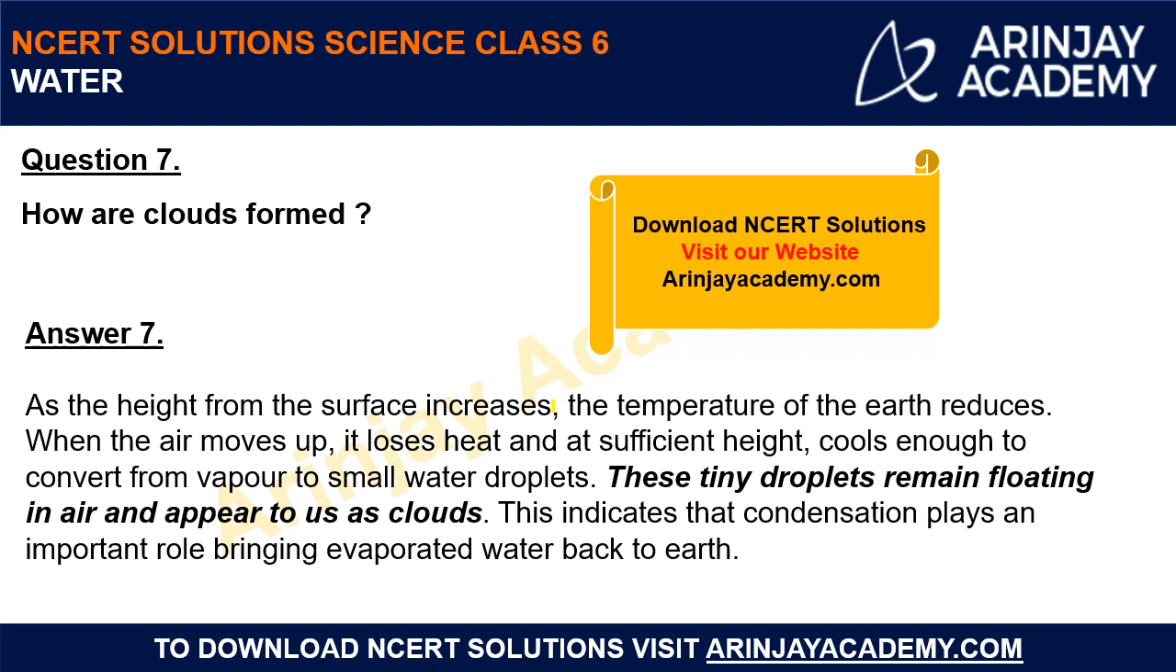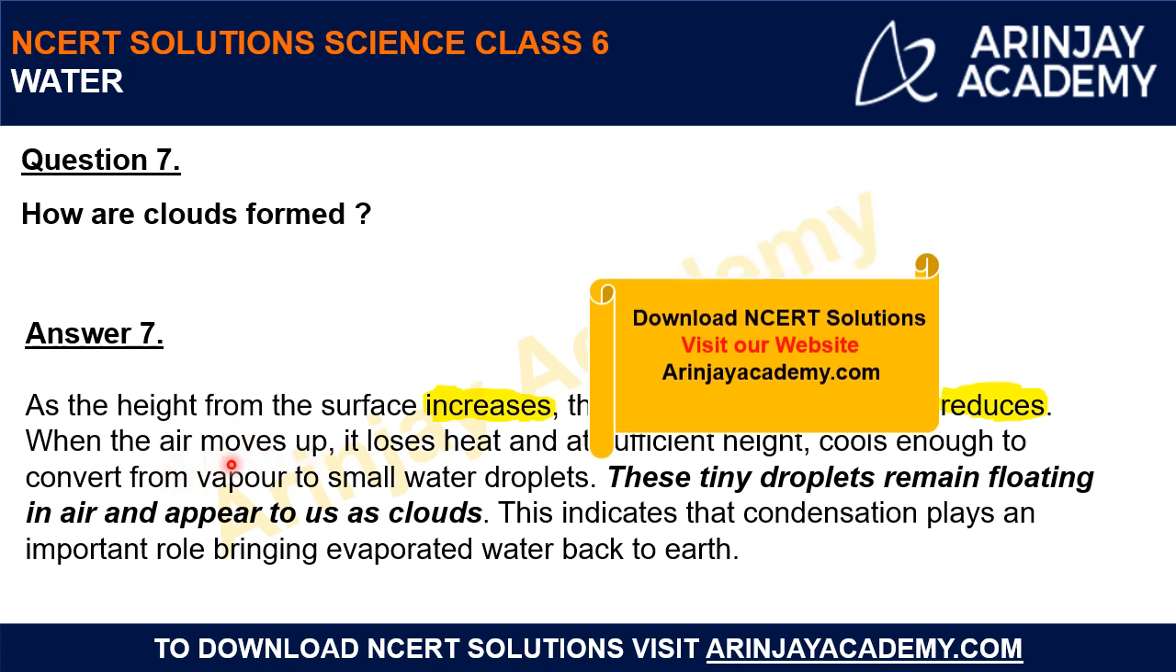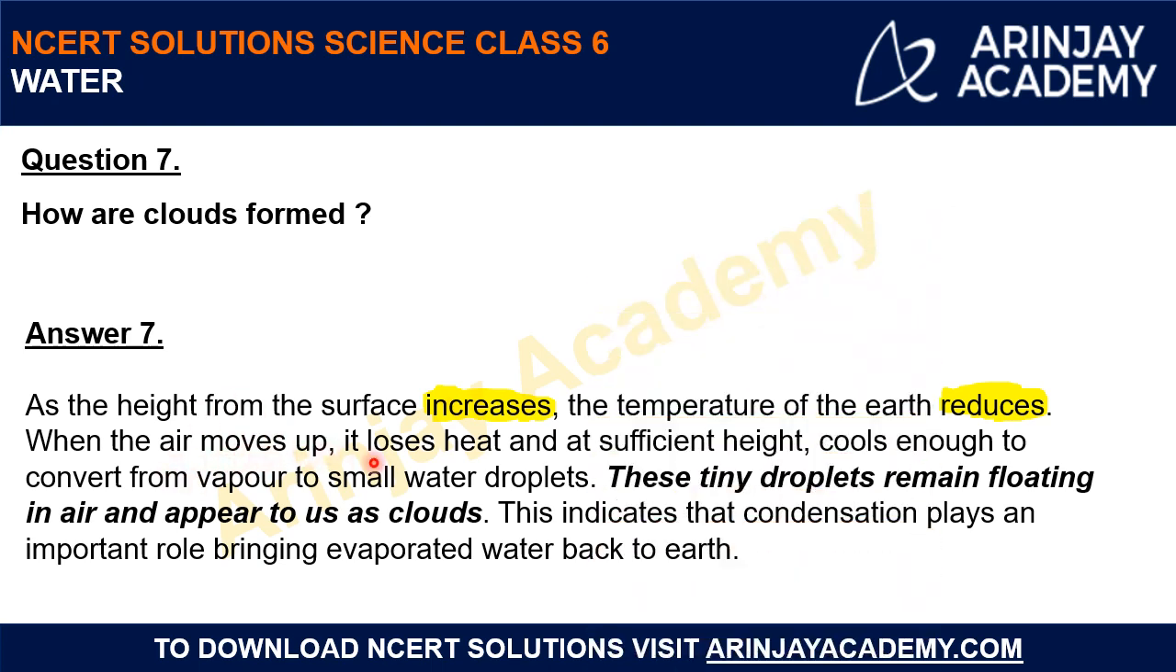That as we move up from the surface of the earth, that is जैसे ही surface से जो height है वो increase होती है, so the temperature of the earth continuously falls. So जो temperature है वो reduce होता है. So with the increasing height from the surface of the earth, the temperature reduces. So what happens then? So जो air है when it moves up, जो air जो evaporate होने के बाद जो water vapors है, so what happens?